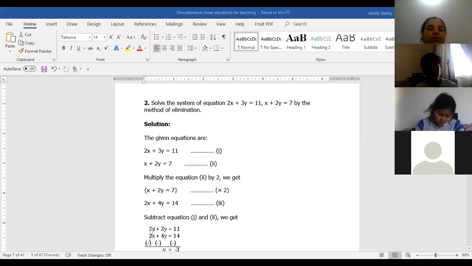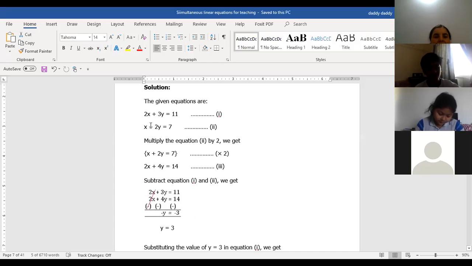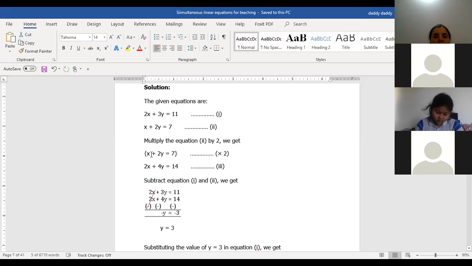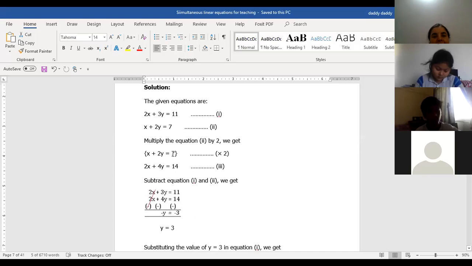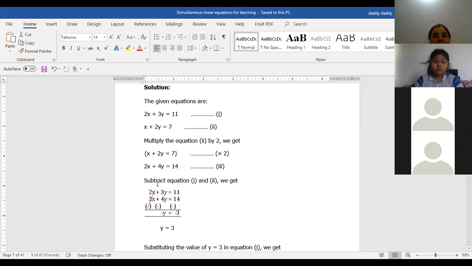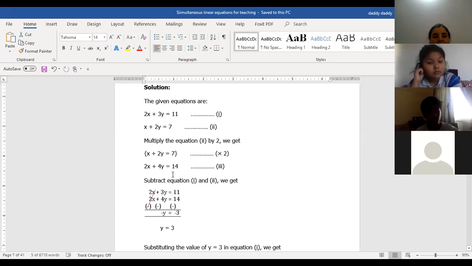Okay, this is the solution. I was just telling you that you will multiply. I have to make the coefficient of one of the variables the same. So I've chosen x. The first equation I've multiplied with 2. If I'm multiplying, I have to multiply all the terms. So it will become 2x plus 4y plus 14. And I have given it a different name now, equation number 3.